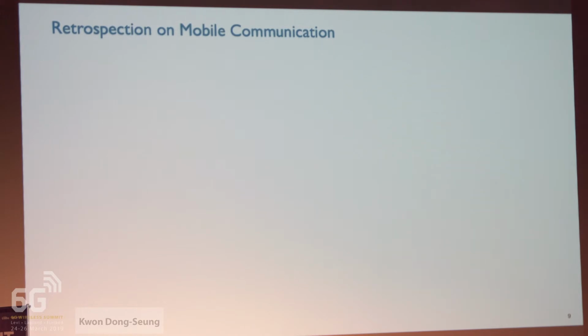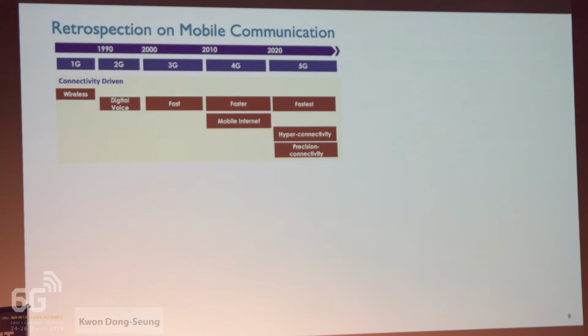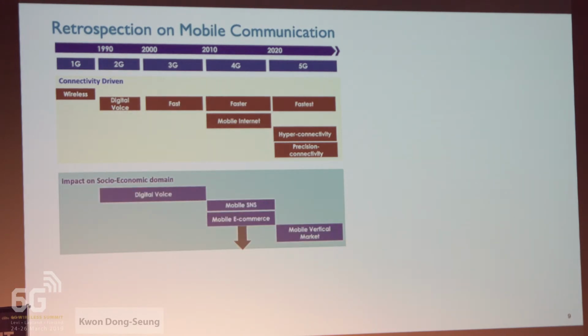So let me show one slide, retrospections on mobile communication. As you know very well, this slide is about 5G, the fastest connectivities. Now 5G has introduced the precision connectivity. Maybe URLLC is there, but it does not have any intelligence. So what about the impact on the socio-economic issues? Maybe it's mobile SNS, mobile e-commerce, we do that, but we do not have a digital commerce. And also we have seen the mobile vertical market, we are expecting that. So connection is normal, not special. That is my conclusion. Second is digital transformation just started. We do not have intelligence now.